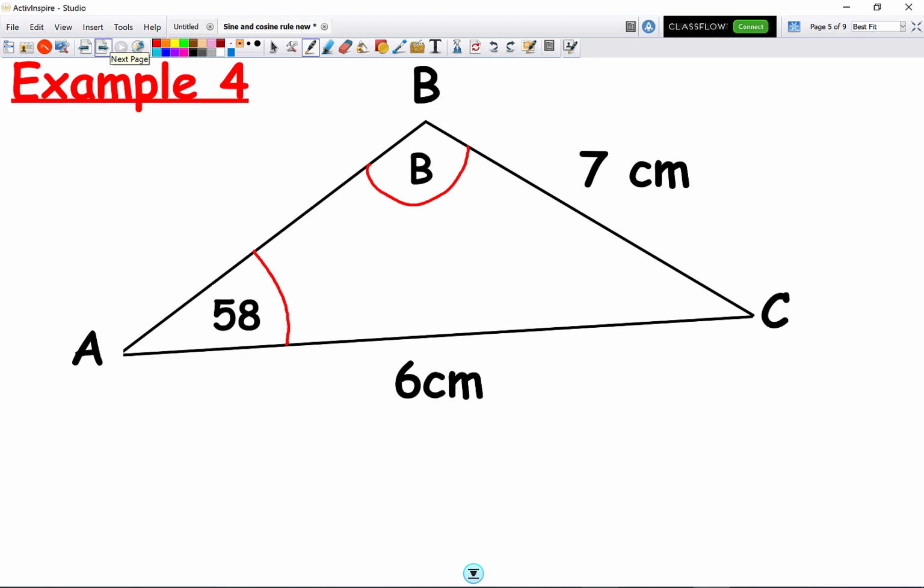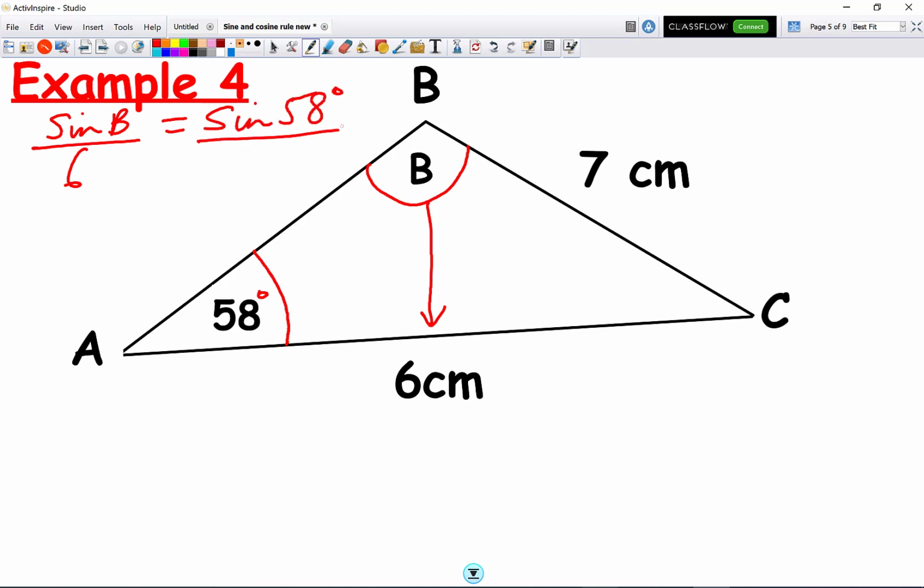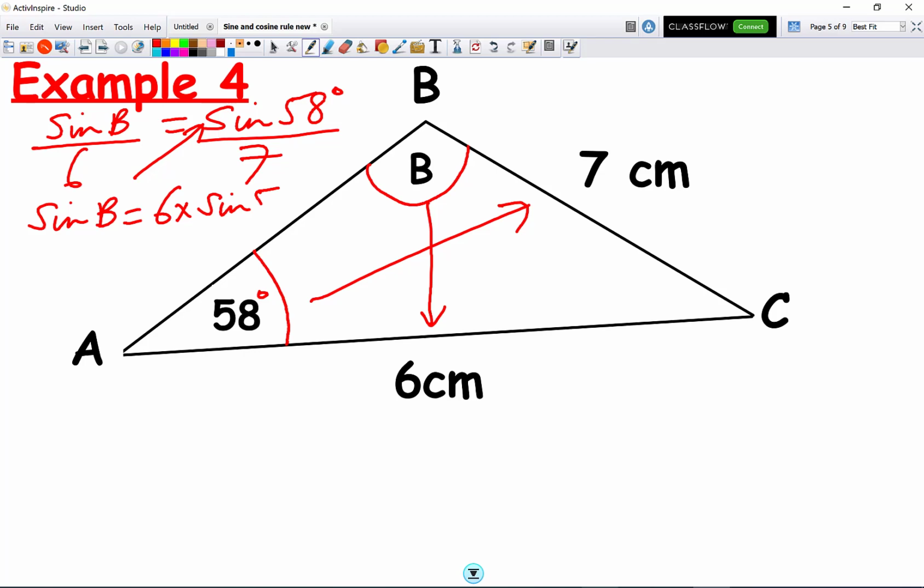Okay, welcome back. So we're going to say that sine B over the side that's directly opposite, which is 6, equals the other angle, which is going to be sine of 58 degrees over the other length, which is 7, which is directly opposite 58 degrees. Now here we're going to cross multiply, so that will give us sine B equals 6 times sine 58 degrees over 7.